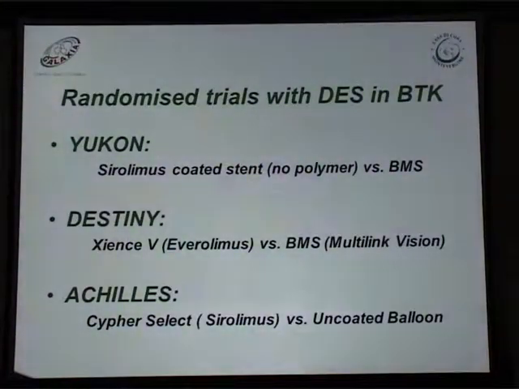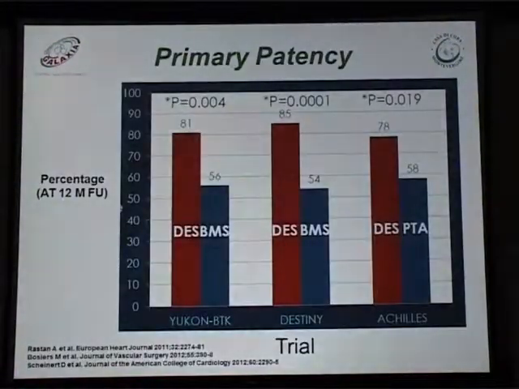The most important randomized trials with drug eluting stents in below the knee arteries are Yukon, sirolimus coated stent versus bare metal stent; Destiny, Xience, everolimus eluting stent versus bare metal stent; and Achilles, Cypher Select sirolimus eluting stent versus uncoated balloon. At the 12 months follow-up, the primary patency rate, as you see, is in favor of drug eluting stent in all studies, compared with bare metal stent and uncoated balloon.